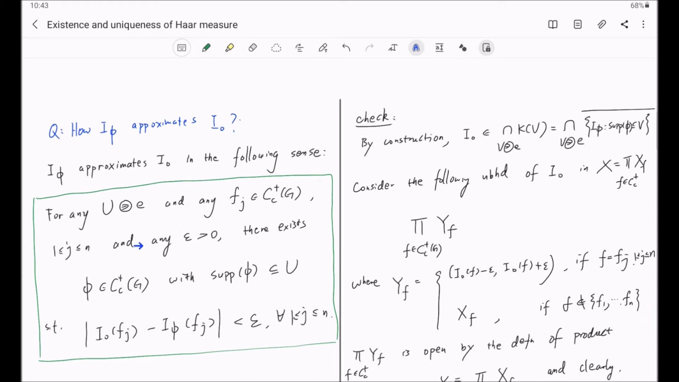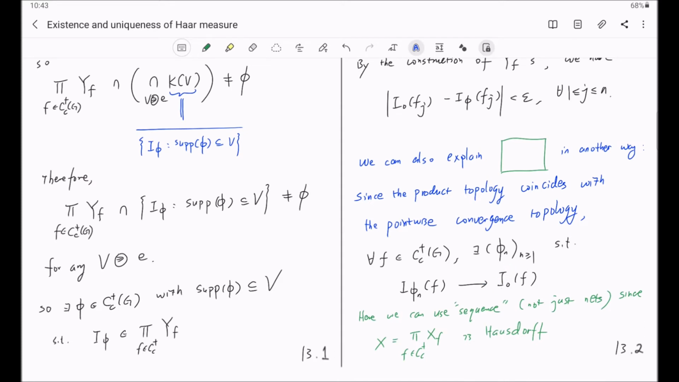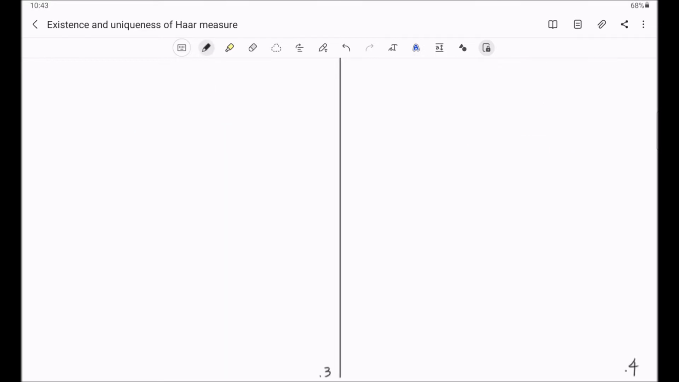And the approximation we described here will serve as our tool to achieve that goal. So now let's see how to do it specifically.